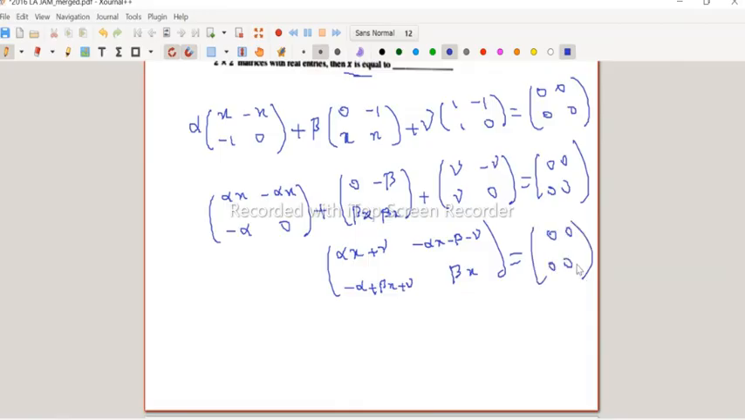Now these two matrices are equal, therefore you can compare the positions. The first position: alpha x plus gamma should be equal to 0. Then minus alpha x minus beta minus gamma equals 0. Then minus alpha plus beta x plus gamma equals 0. Now the last one is beta x equal to 0. Therefore either beta equals 0 or x equals 0.